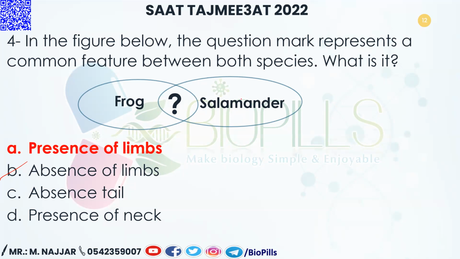Absence of tail, the salamander has a tail, so it is not common between both. Even though the frog is tailless, by the way, the question says they're common. Presence of neck is absent in the frog, but it's present in the salamander, so we cannot choose D. So the correct answer is A, the presence of limbs, which is present in both of them. So it is the common feature between both species.